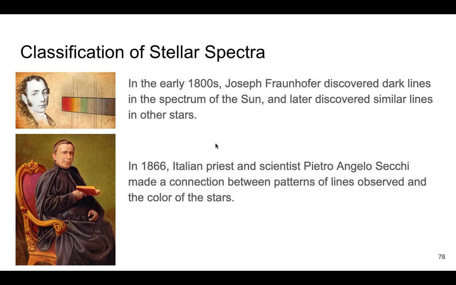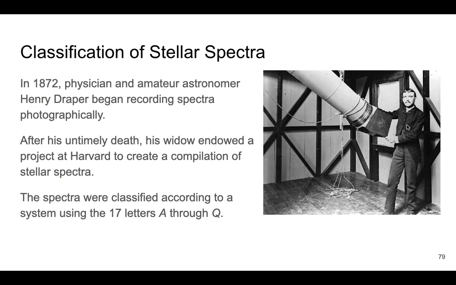So years later, Italian priest and scientist Pietro Angelo Secchi found a connection between the patterns that he was observing and the colors of the stars. Then a little while after that, a doctor, Henry Draper, who was an amateur astronomer, began actually photographing things. So we've seen this photo before. This is Henry Draper. This big box back here is actually a camera taking images on a big glass plate. And this part here is a telescope. So he was taking images of these spectra, an important pioneer in that. And then he died very young. I think he was less than 40 when he died.